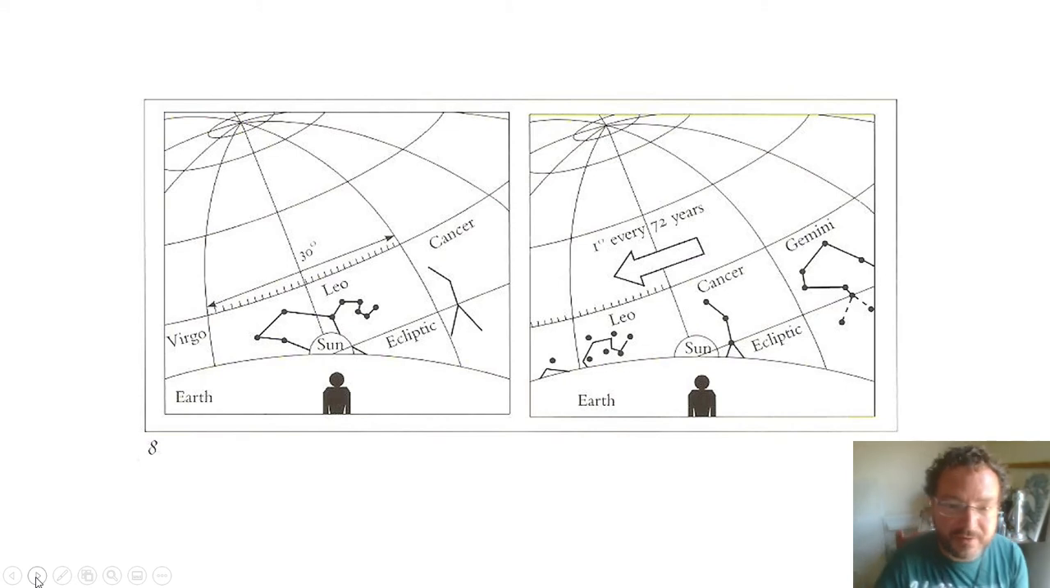And he noticed that the constellations against which the sun rose at the equinoxes, let's say the spring equinox, gradually changed over time. And when I say gradually, I mean very gradually. I mean, it's 72 years for 1 degree of change. So in your whole lifetime, the background stars would only change by 1 degree. And then the whole cycle, as I said, would take, let's say, 26,000 years.